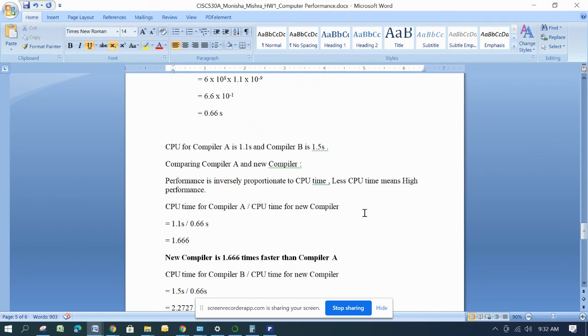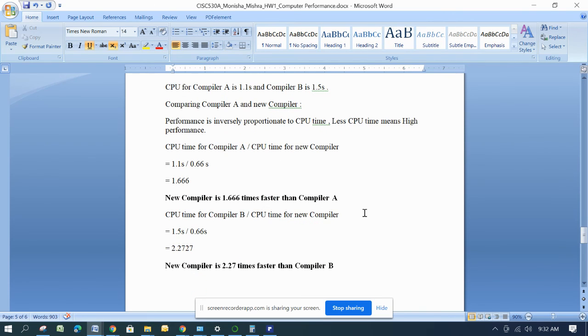So 0.6 seconds, if I compare it with compiler A, is 1.1 divided by 0.6, which comes to 1.666. So it is 1.666 times faster than compiler A. And 1.5 seconds divided by 0.6, like the CPU time of compiler B divided by the CPU time of the new compiler, gives 2.27. Why are we dividing the CPU times? Because performance is inversely proportional to CPU time. So less CPU time means higher performance, right? That's why the new compiler is 2.27 times faster than compiler B.